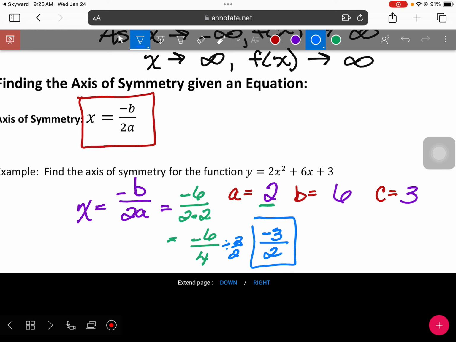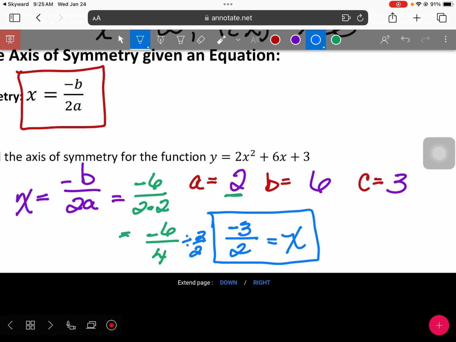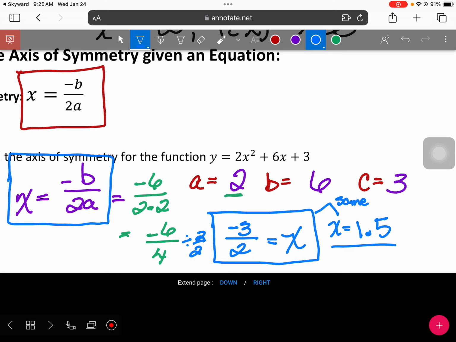Is that correct? No. Because it is an axis of symmetry, it is an equation. You have to say x equals negative 3/2. Okay? Because we're talking about a line. Now, you might be like, where is negative 3/2? Well, if you take 3 divided by 2, you're going to get 1.5. So x is equal to 1.5. That's the same thing. These are the same. But any questions on how to put numbers and values into this equation to get the axis of symmetry?